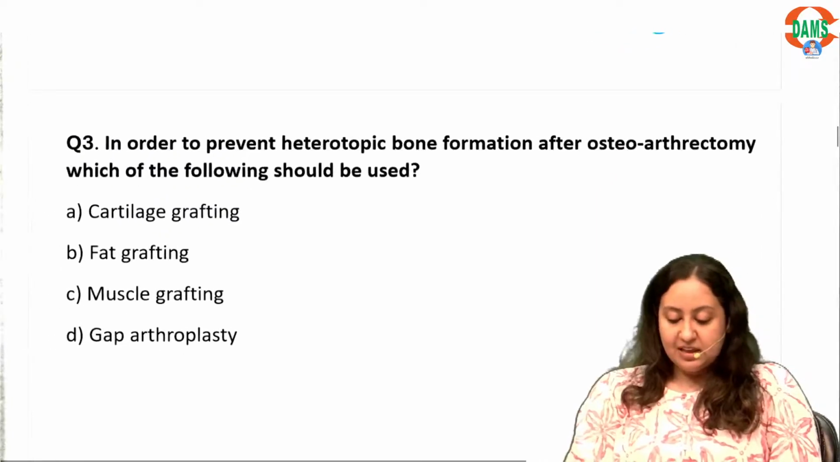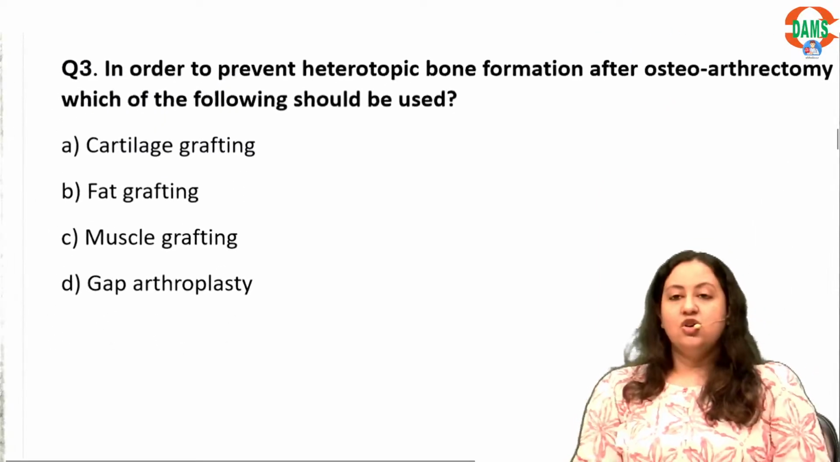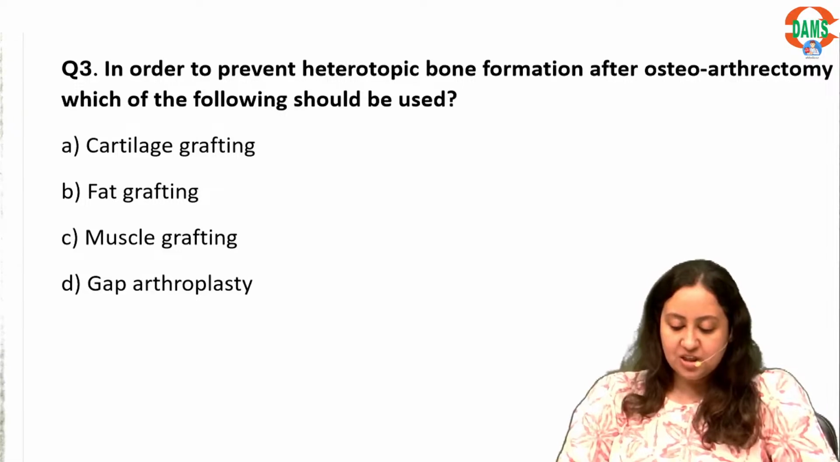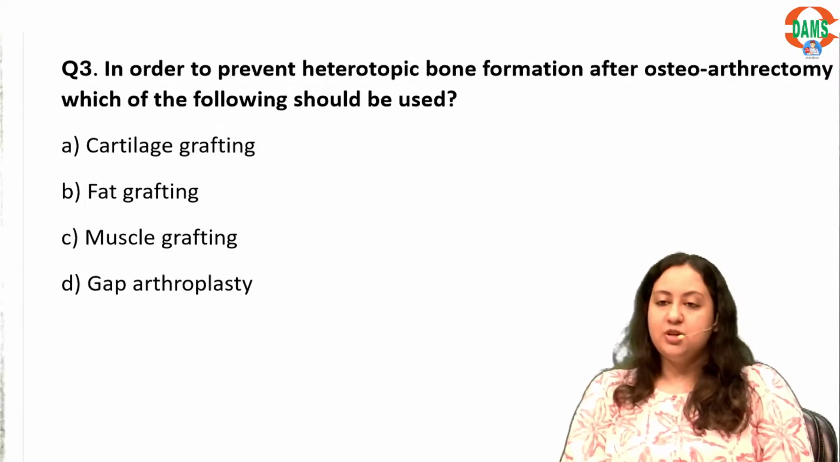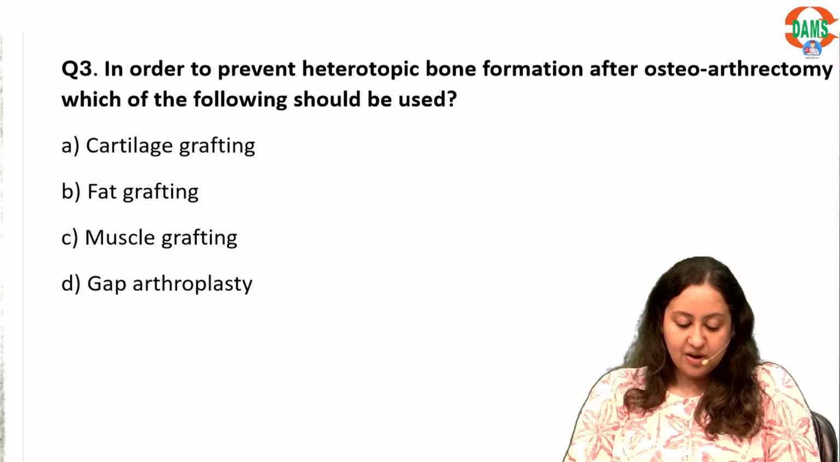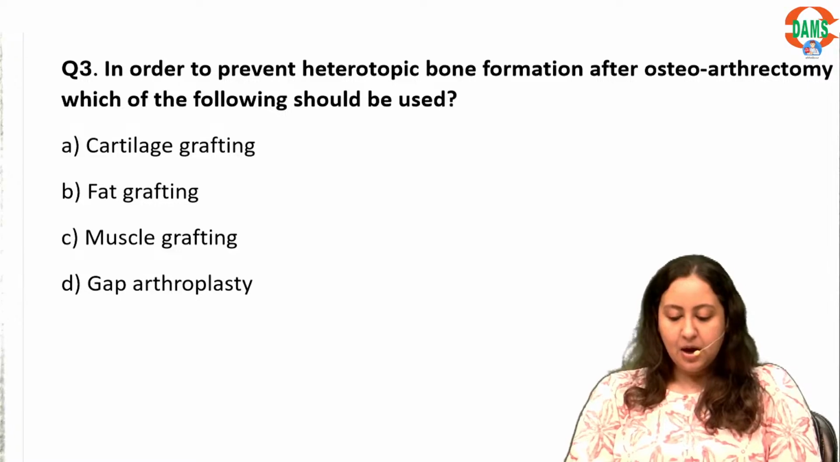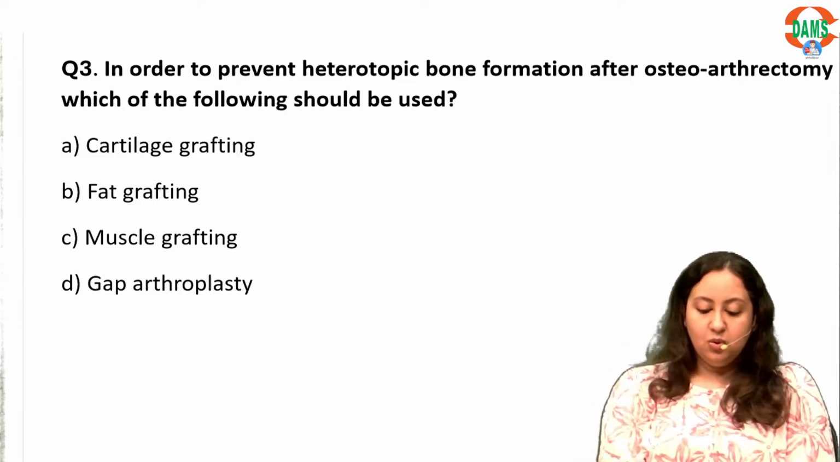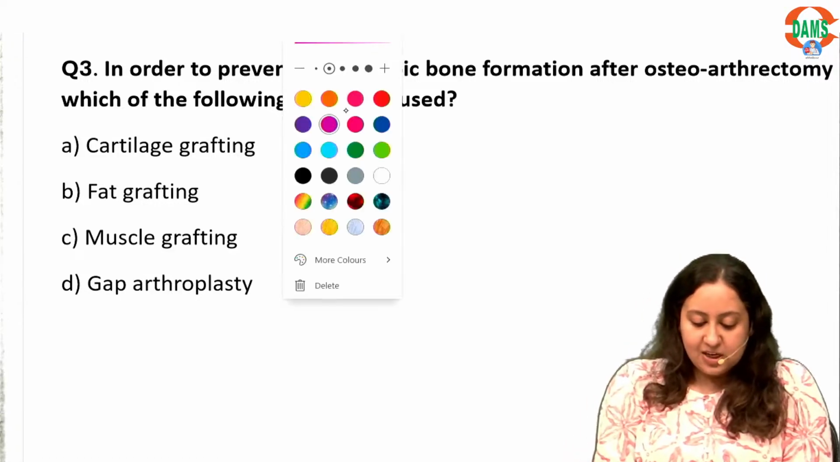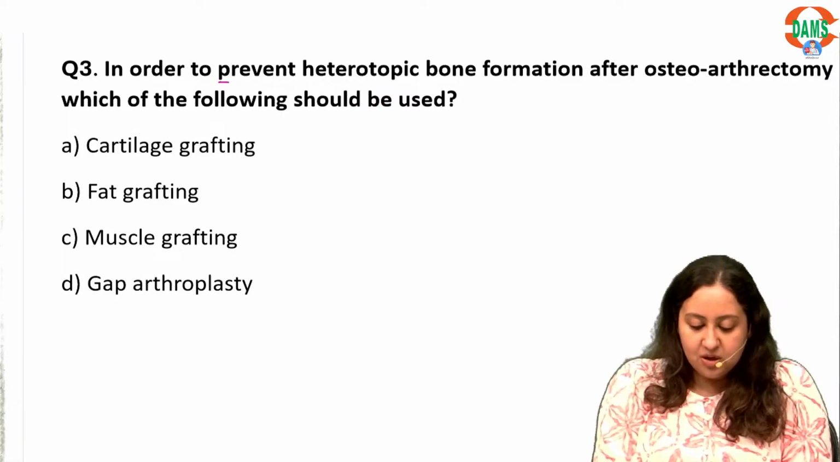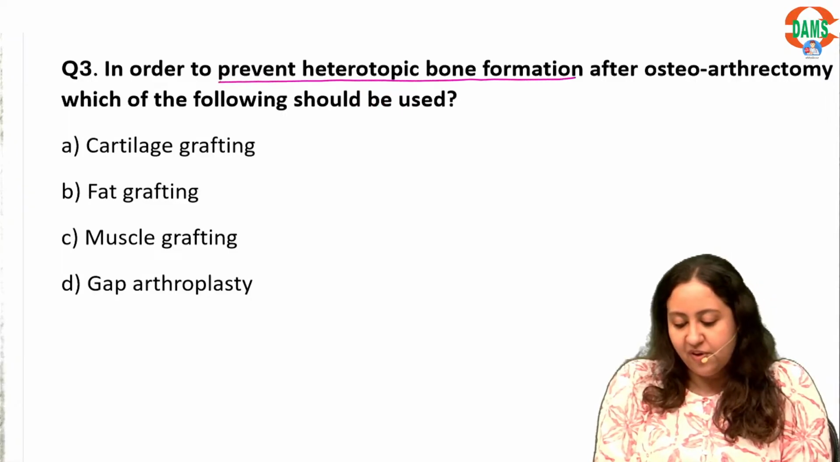Now let's come to the next question. Question number 3. In order to prevent heterotrophic bone formation after osteoarthrectomy, which of the following should be used? A. Cartilage grafting. B. Fat grafting. C. Muscle grafting. D. Gap arthroplasty. So please answer this question and focus on, it says prevent heterotrophic bone formation.